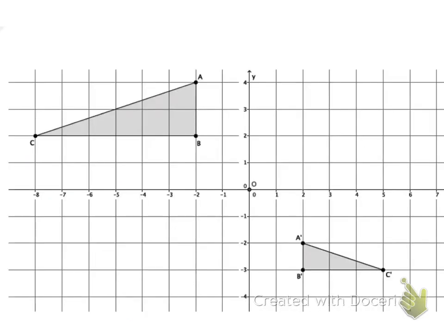Okay, here's another example. We are told in this that triangle ABC is similar to triangle A prime, B prime, C prime. And we're just asked to find a sequence of a dilation followed by a congruence that would prove that these two figures are similar. So again, you don't have this in your notes, so just watch.